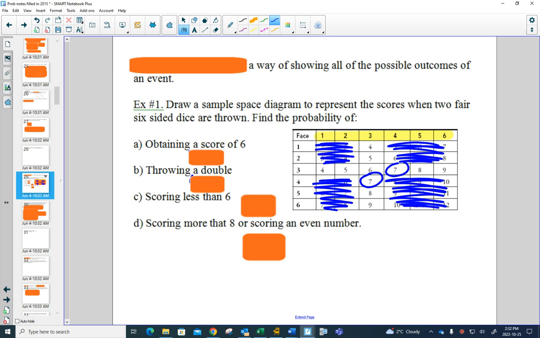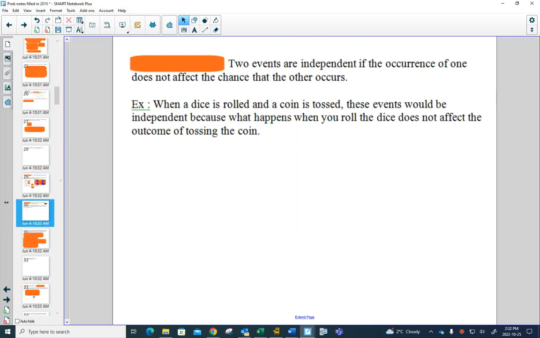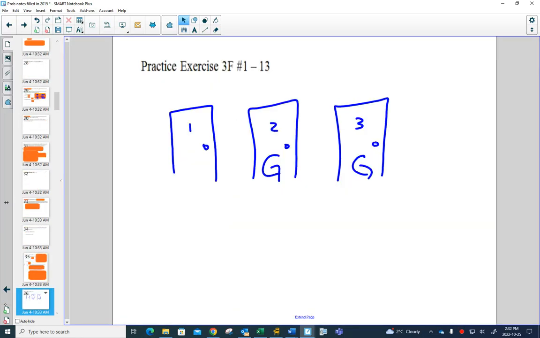We're going to do that same question with the formula, okay? And we're going to look at how we can use the formula to solve a bunch of these questions.